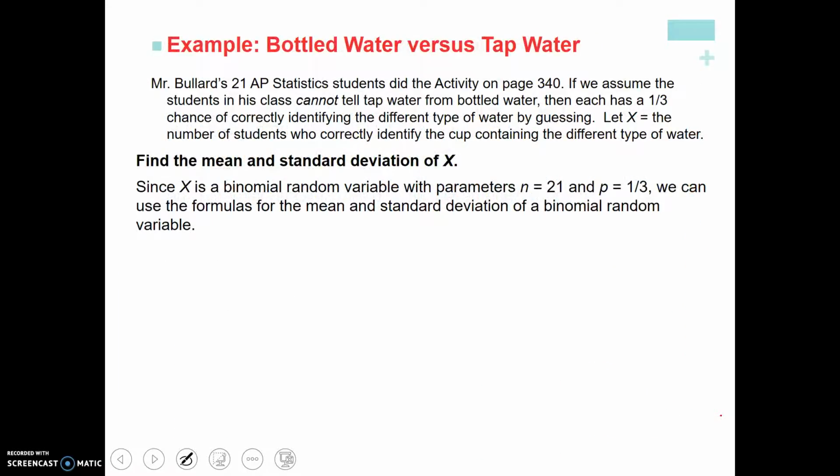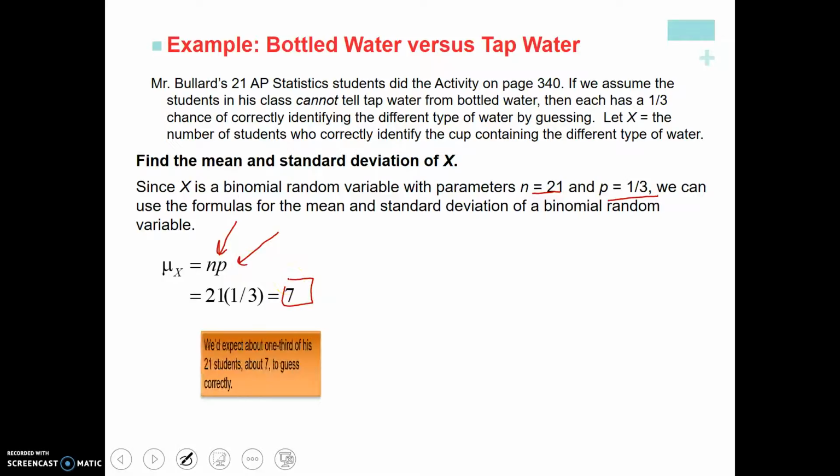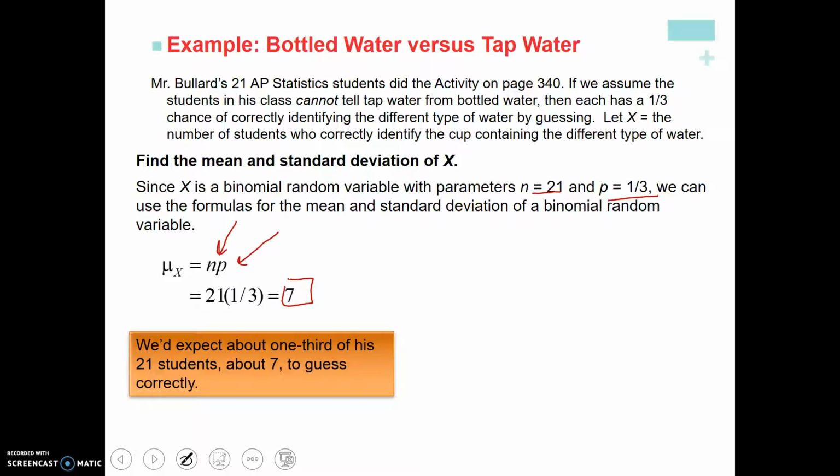Okay, let's say we're given a distribution, and let's say in this AP Stats class, they did an activity on one of the pages of our textbook, and we assumed that a third of them can't tell whether it's tap water or bottled water. So let's figure out the mean of this distribution. So out of 21 students, the number is 21. The success rate of being able to tell is a third. If we want to find the mean, we just take the number, times it by the percent, and we'd find that that's 7. And we'd expect 1/3 of the students to guess it correct, or about 7. So this is the most likely number to come up is how we're going to deal with mean. So it's the most likely number.